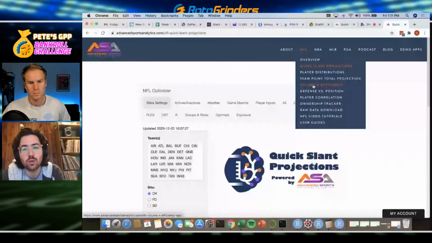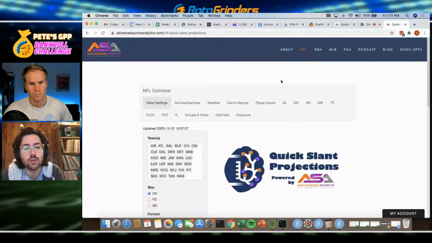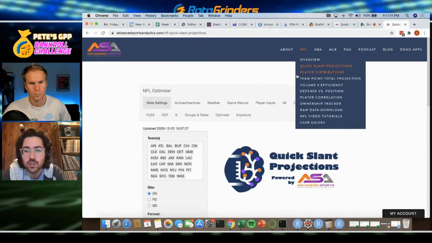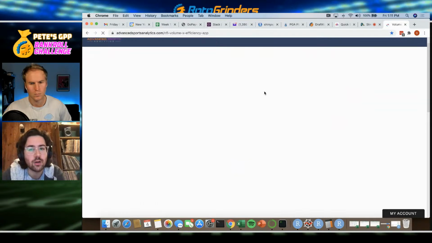We focused mostly on the correlation today, but we have a traditional projection system. In the Substack, I tend to include some plots on usage trends, and we have this volume efficiency tool that allows you to chart trends over time.